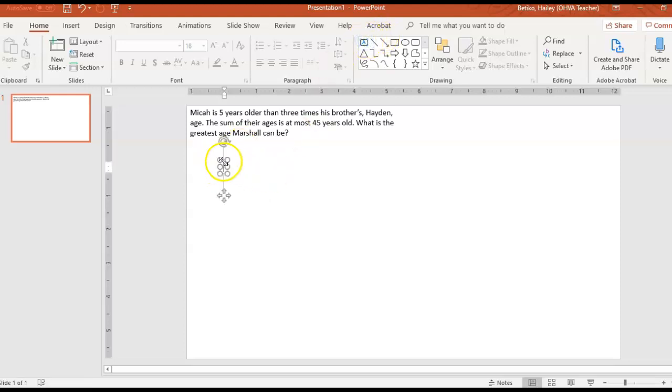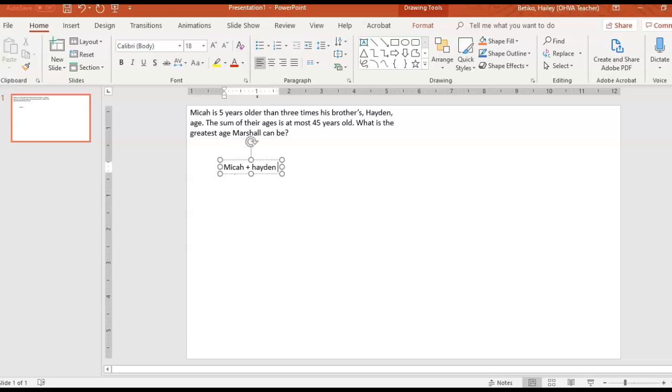So, the first thing that I know here is that the sum of their ages is at most 45. So, Micah plus Hayden is at most... the oldest age that they both can be added together is 45, but it's got to be 45 or less than that. So this is going to be a less than or equal to problem. Hopefully you understand that less than or equal is what that means. So that means Micah plus Hayden is less than or equal to 45.